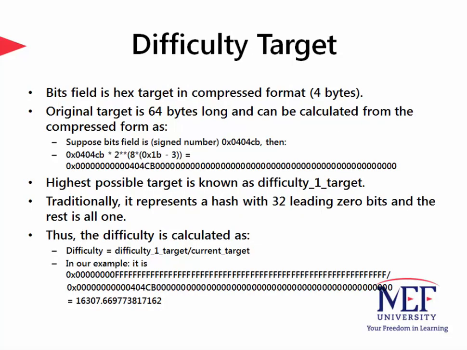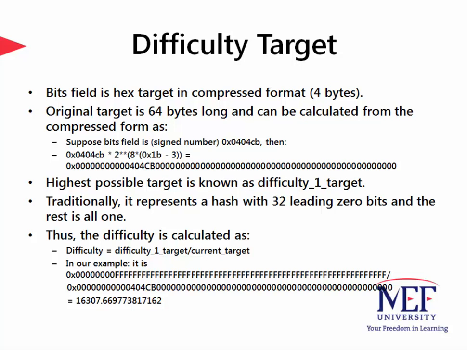Okay, so let us also discuss the difficulty, how it is managed by the blockchain network. So let's start with the bits field, which is the hexadecimal target expressed in compressed form, which takes up 4 bytes. The original target is 256 bits or 64 bytes long, and this can be calculated from the compressed form using a predetermined mathematical relationship or equation. And this is actually shown in this slide.